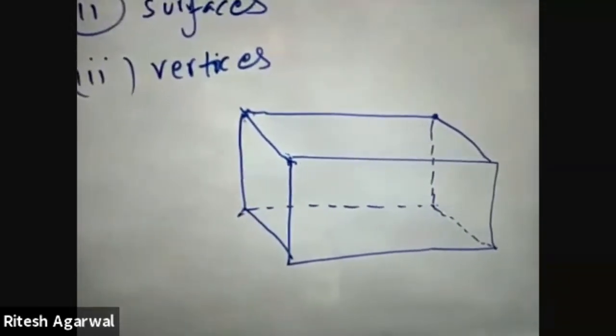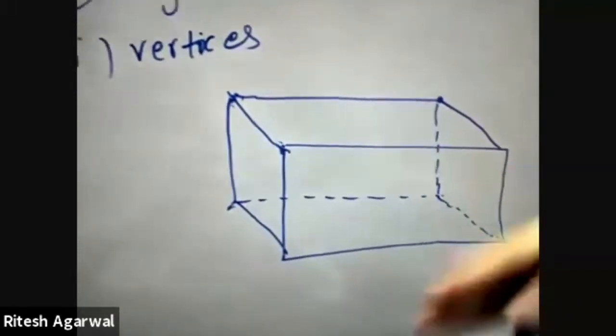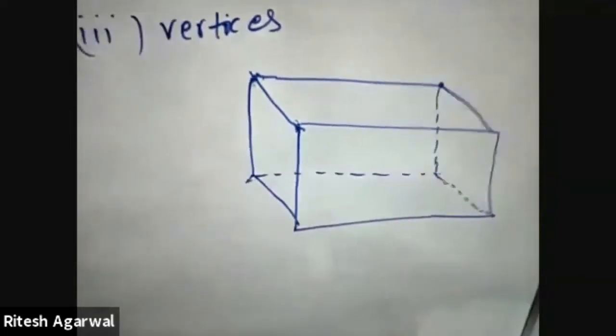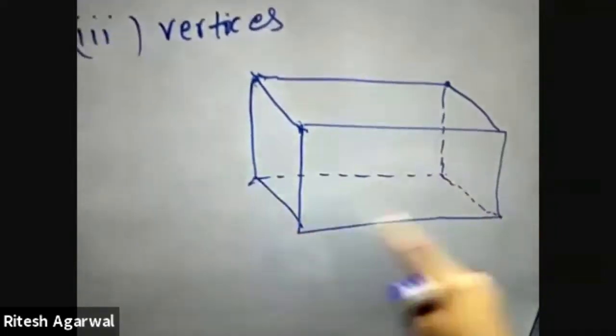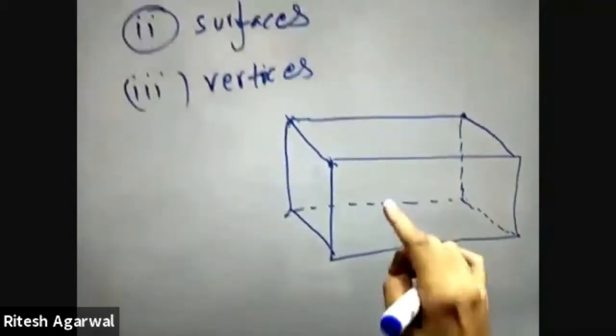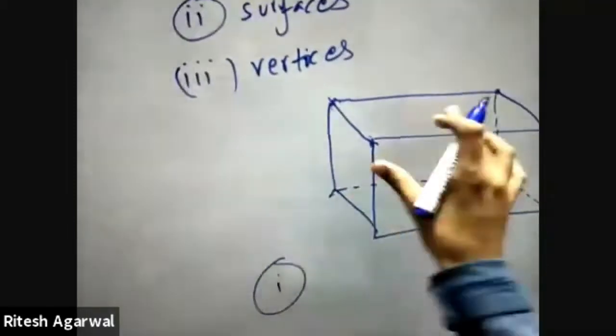The dotted line represents that these three sides are on the other side of the box, so they are not visible from this side. They become visible if it is a glass cuboid or if it is transparent. Anyway, the first question is: how many sides or edges does the box have?